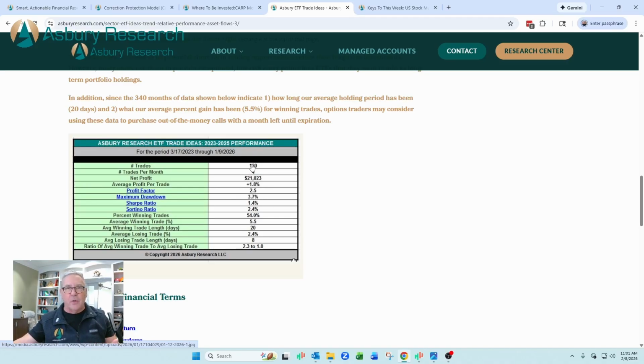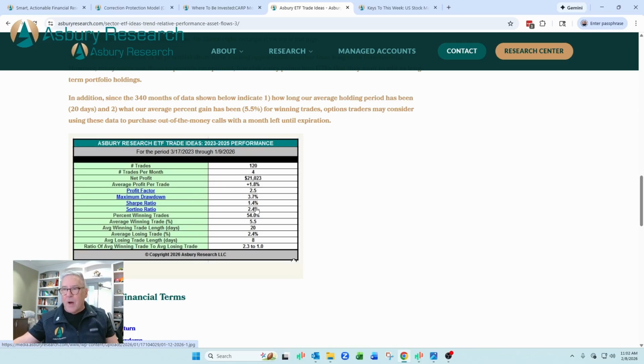They're not on the calendar. We're not saying, well, it's Tuesday, we've got to pick a new idea. It's just how it's turned out. About 4 a month. Maximum drawdown on these is only 3.7%. So they're very, very risk averse.